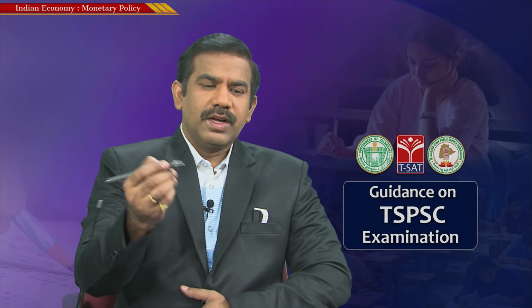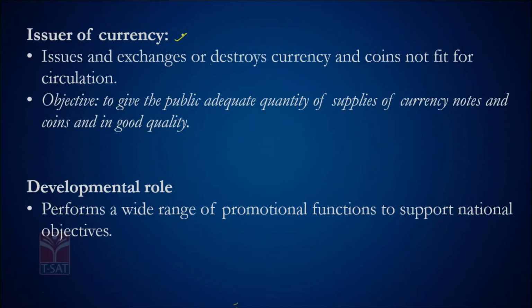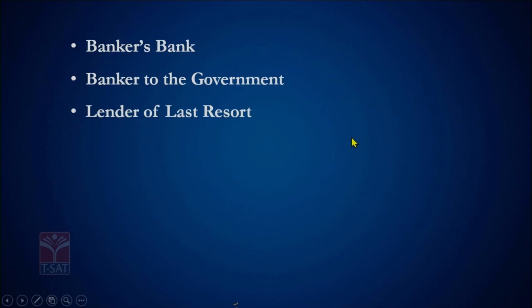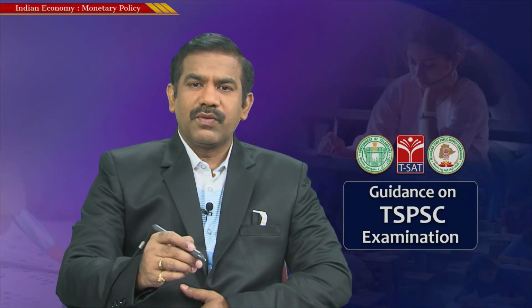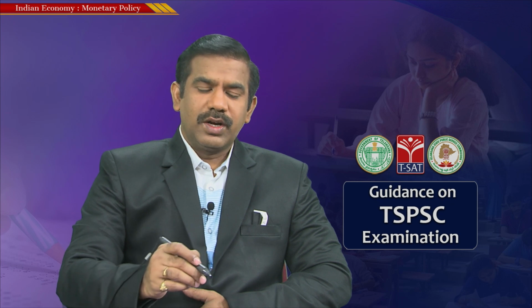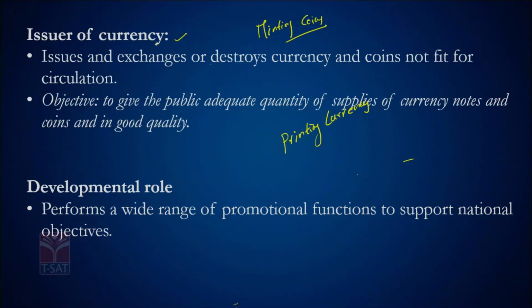And the fourth one is that it is the issuer of currency. Who issues the currency? Minting coins is generally what the government of India does. When it comes to printing currency of any denomination, ideally it's the job of RBI. So RBI issues the currency, to give the public an adequate supply of currency notes and coins in good quality. RBI takes the responsibility of issuing currency.